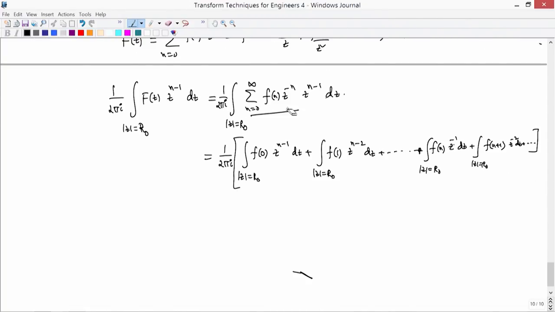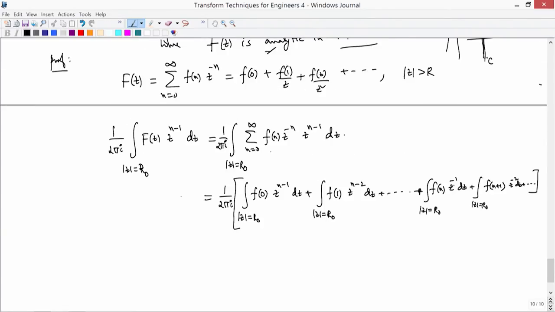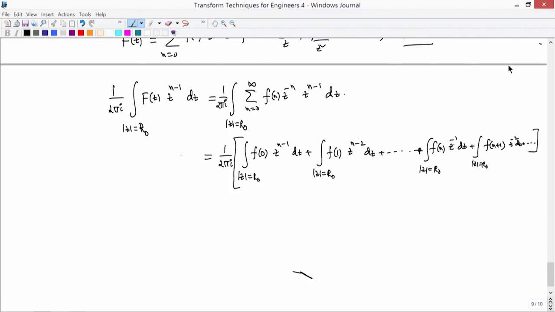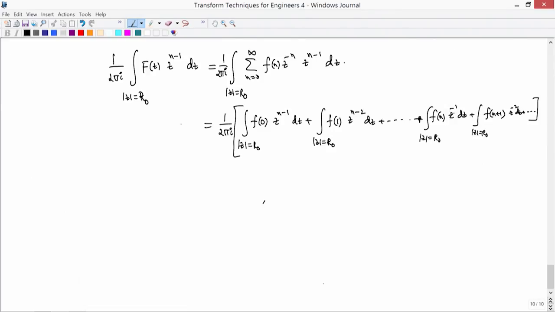Assume that, because f of z is uniformly convergent, you can take this integration inside as well. This series is uniformly convergent because the validity region mod z greater than r is an open set, and on any closed set inside it the series is uniformly convergent, so you can do term by term integration. Now parameterize mod z equal to r naught as z equal to r naught times e power i theta, with theta between 0 and 2 pi. If you substitute this into each of these integrals, only one will be non-zero; all the other terms are 0.